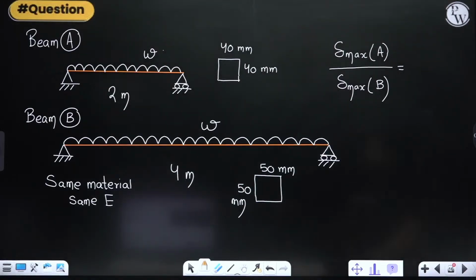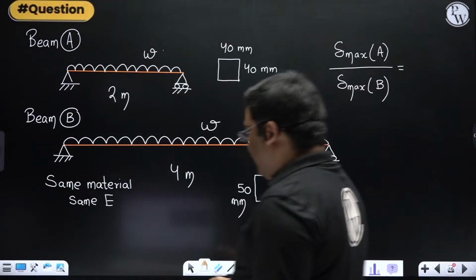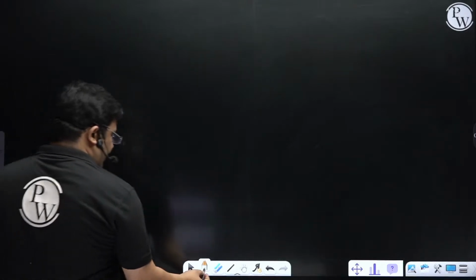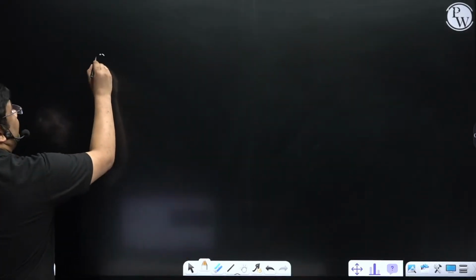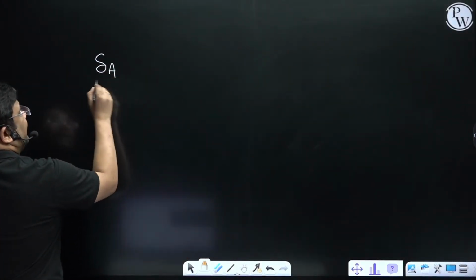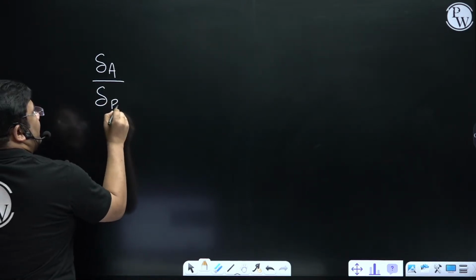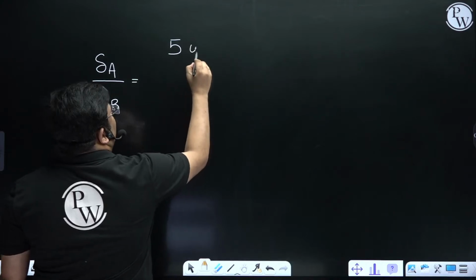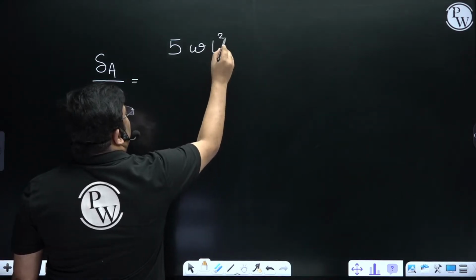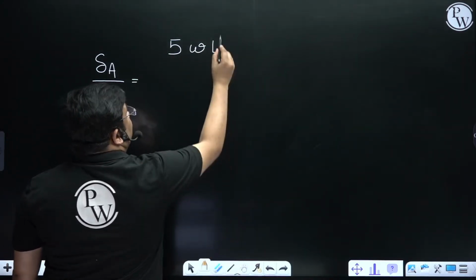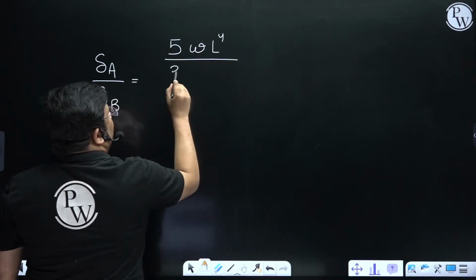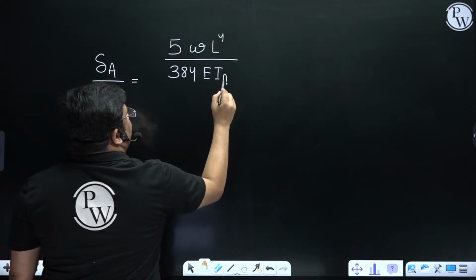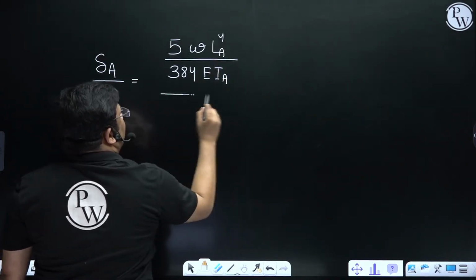Okay, let us solve this. Very easy actually. You see here, if I see for the beam, I'm just writing A and B. Then the maximum deflection is for a simply supported beam with UDL, so I can say this will be the formula for A, and B.